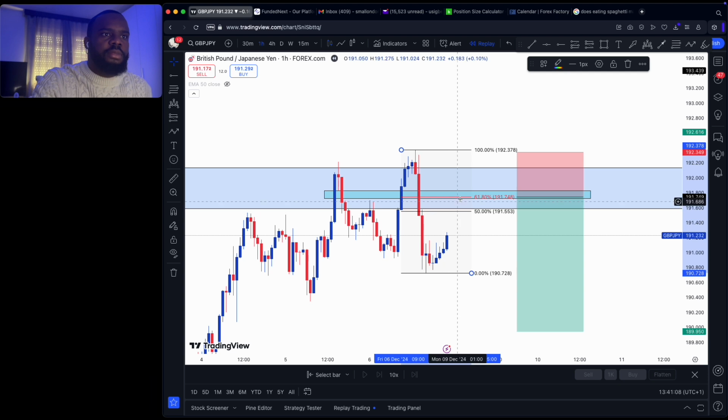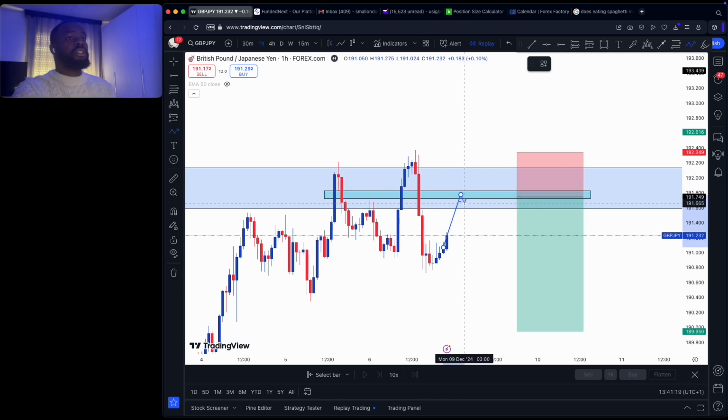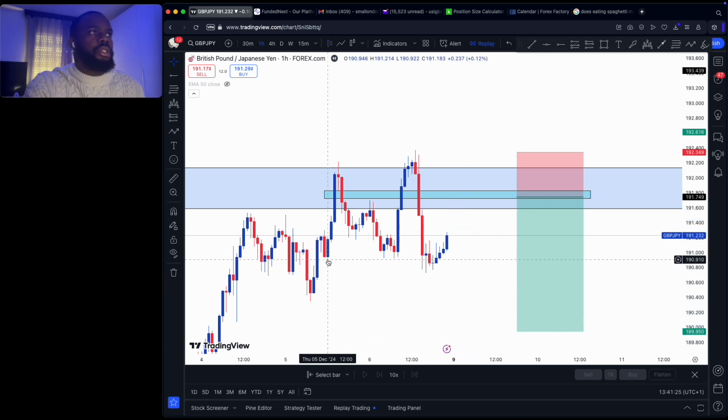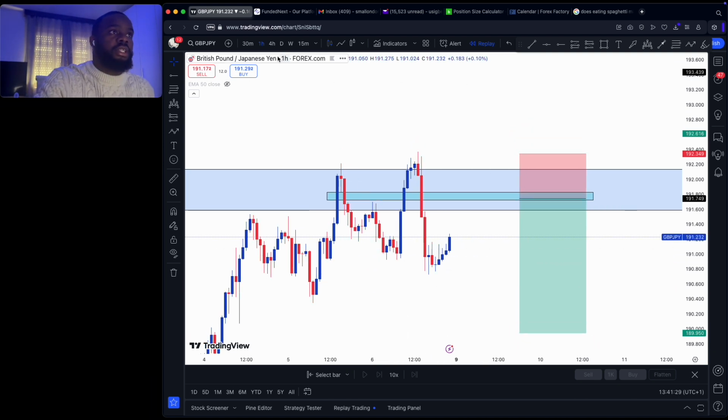50% is around this place, then the golden zone is around this place also. So what I'll be waiting for is for price to pull into this zone. The moment price pulls into this zone, then I'll look for an entry signal to take this price down. So GBPJPY is loading for a sell.